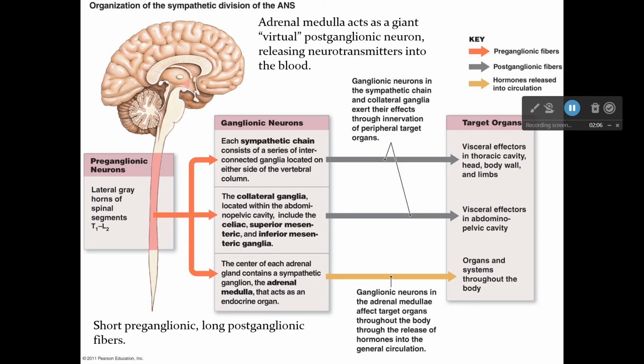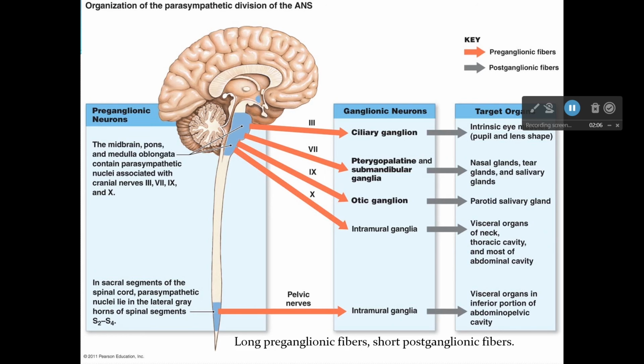Then the target organs for the sympathetic division are all over the body. So the fiber from ganglia to target organ is very long. Contrast that with the parasympathetic system. In the parasympathetic system, we have very long preganglionic fibers. So from nervous system out into the body is long, but then short postganglionic fibers.